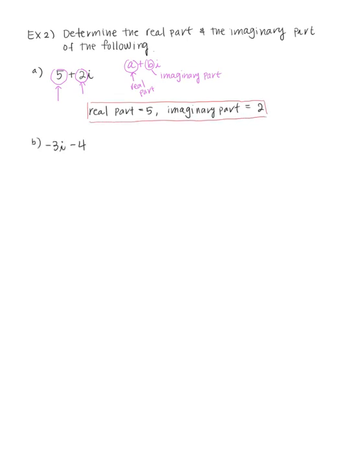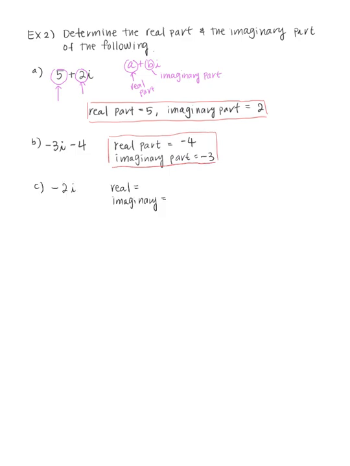Let's do part B, negative 3i minus 4. Which one is the real part? Well, the real part is the number that does not have an i attached to it. So in this case, our real part is negative 4, and the imaginary part is going to be negative 3. So I'm just going to box that for the answer.